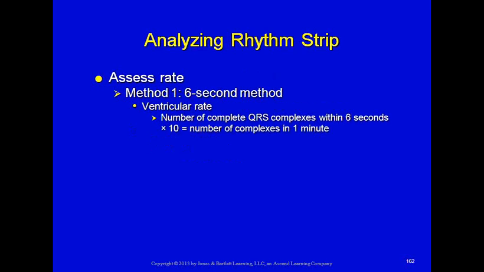Now, there's a variety of ways to determine heart rate. That's another thing we want to assess, whether the rhythm is fast or slow or normal. And normal is 60 to 100. Less than 60 is bradycardic. Greater than 100 is tachycardic. And so we want to know what the rate of the rhythm is.